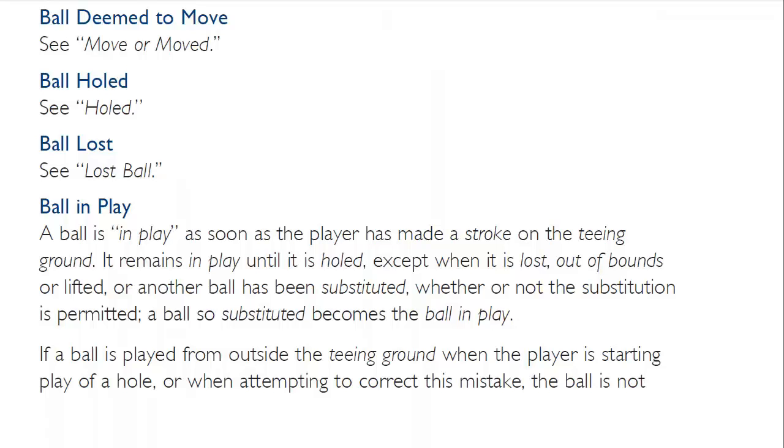And it can be re-teed somewhere else too, within the teeing ground. But that gives you an example of why you need to know when a ball is in play. And I know when you learn the rules, this is kind of how you learn the rules. Somebody you're playing with, when that happens, your ball gets accidentally knocked off the tee, they say, oh, go ahead and re-tee it. That's not a penalty. But you didn't know why that wasn't a penalty until now, because you understand the definition of ball in play.